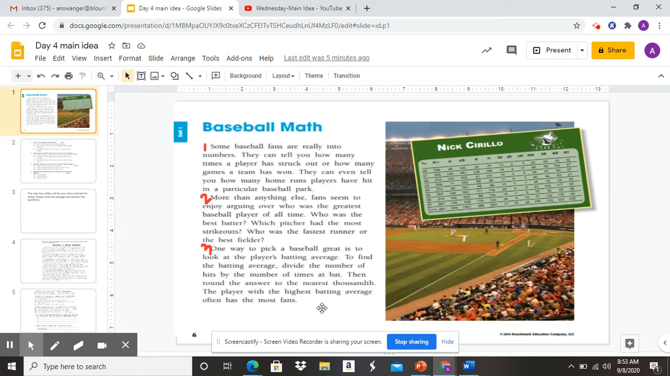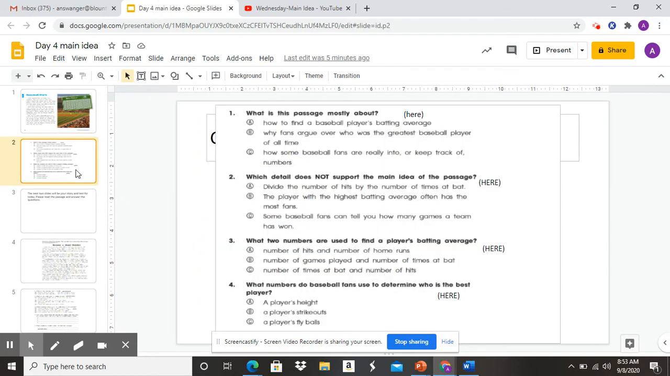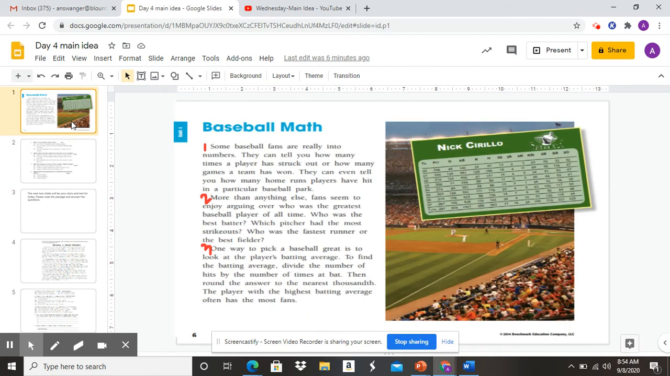So in this passage, numbers, like baseball fans using numbers, has come up a lot. So I'm thinking that maybe that has something to do with what this reading passage is mostly about. Like I said earlier, I'm going to answer these questions with you. I may have to flip back to my slide with my story on it to find answers, and that's okay. That's what we want you to do when you're doing your test later.